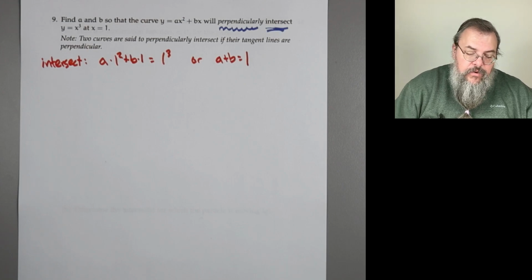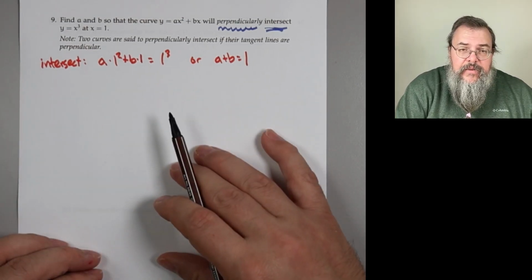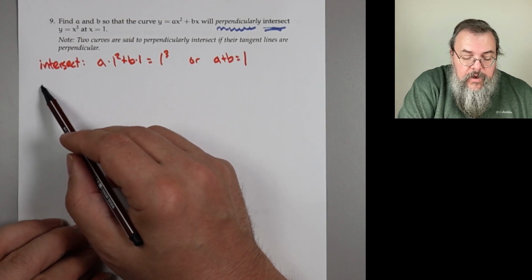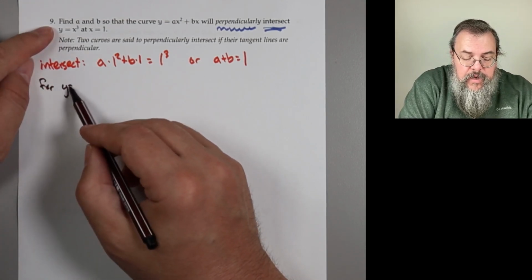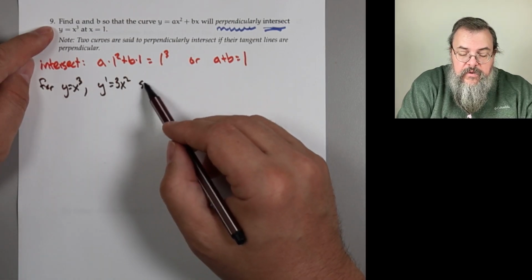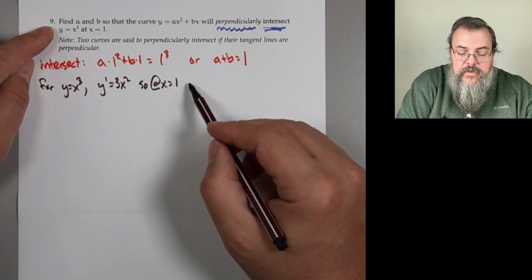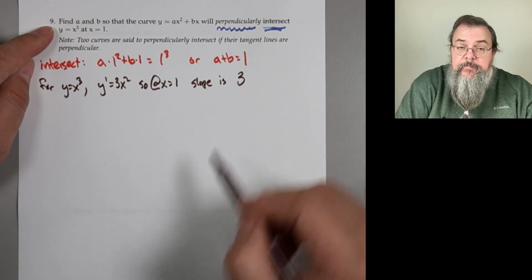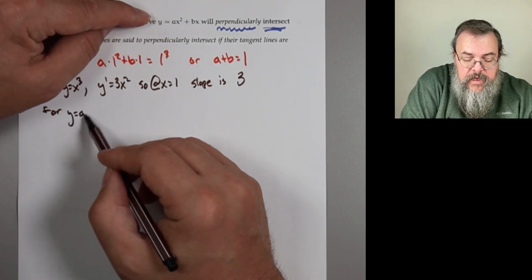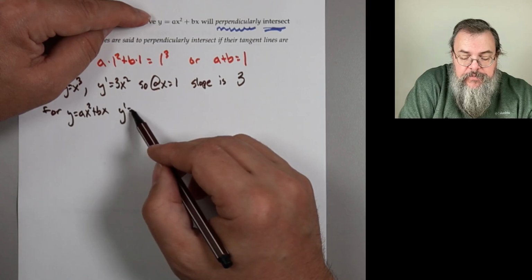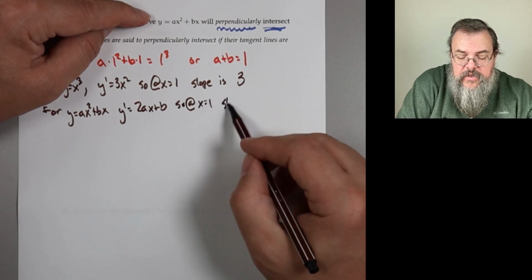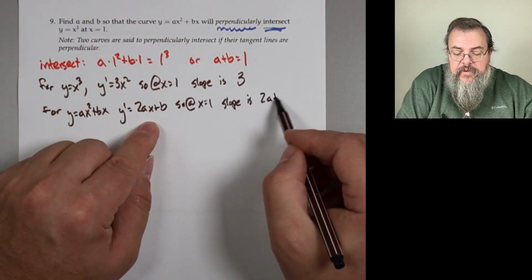So we say, okay, cool. Now we need to talk about our tangent lines. And so we need to have the tangent lines be perpendicular. So what we're going to do is take a look at our slopes. So we'll start with x cubed. Y equals x cubed. We have y prime is 3x squared, take the derivative. And so at x equals 1, our slope is 3. All right, now for this other curve, y equals ax squared plus bx, we have that y prime will be 2ax plus b. So at x equals 1, our slope is 2a plus b.